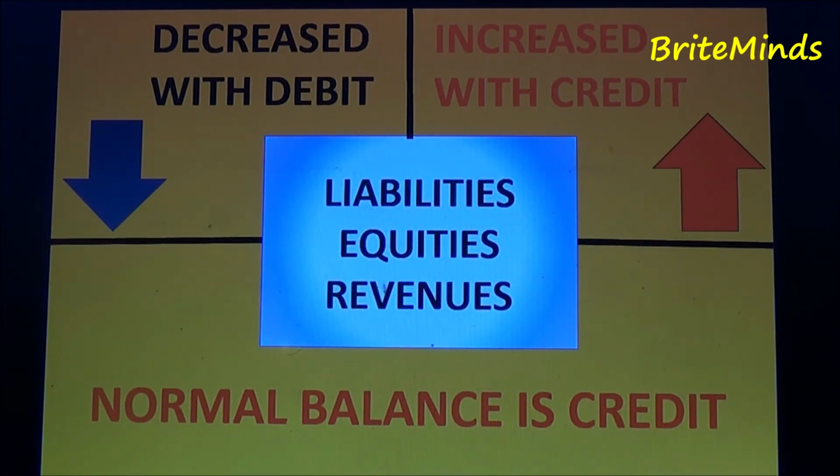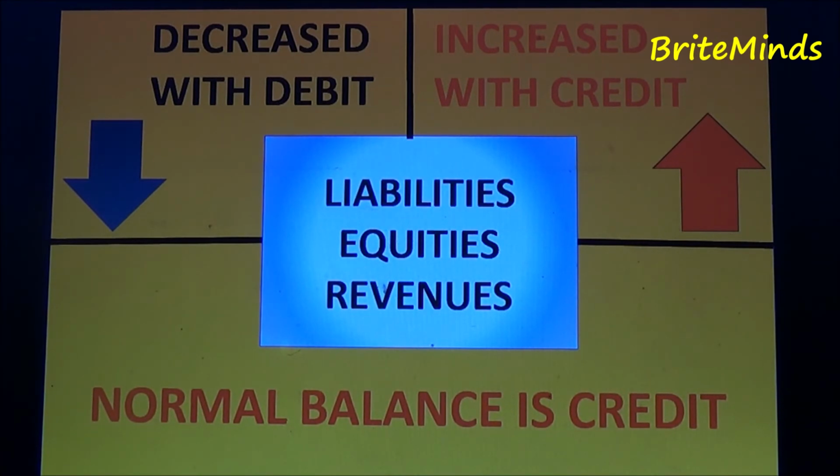Increases in liabilities, increases in equities, and increases in revenues will be recorded as credit. And decreases in liabilities and decreases in equities will be recorded as debit. And then the normal balance is credit.